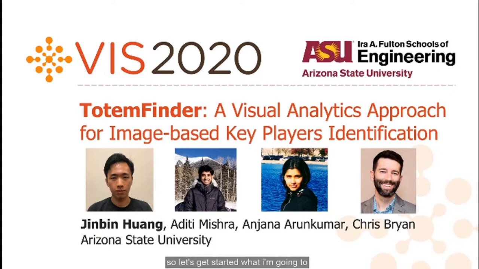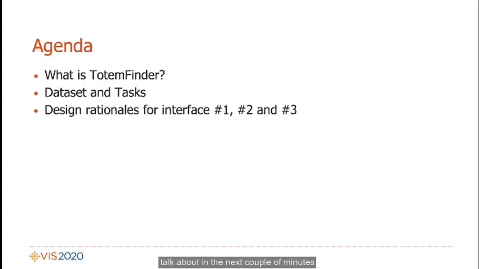So let's get started. What I'm going to talk about in the next couple of minutes are the design rationales of our visualization system, which consists of three interfaces that are used in a sequential manner to facilitate data verification, data distillation, and visual analytics. Along with that, I'm going to talk about how this three-interface system helps us tackle this challenge. So without further ado, let's first look at the data and the tasks.